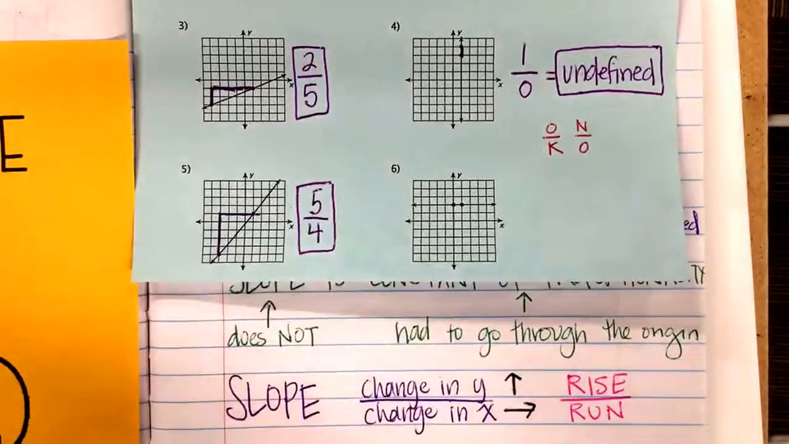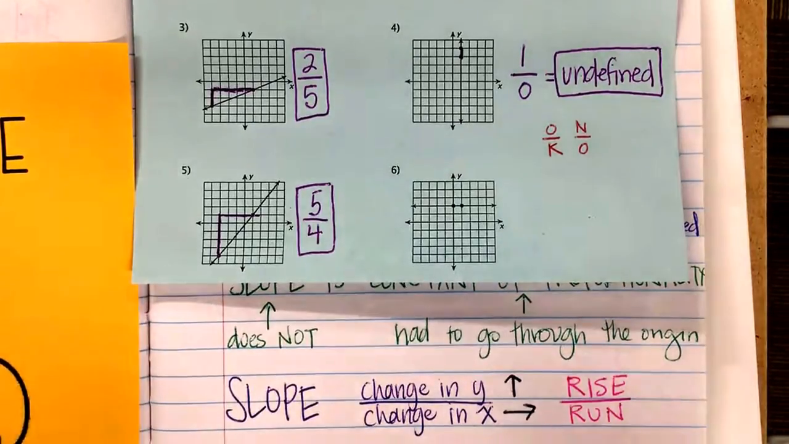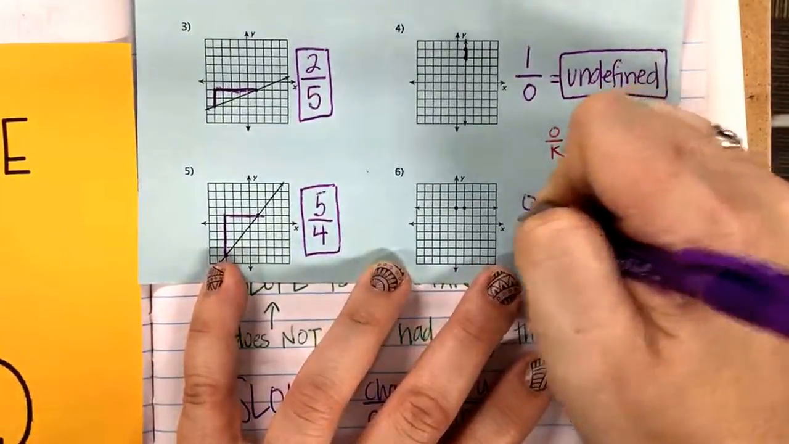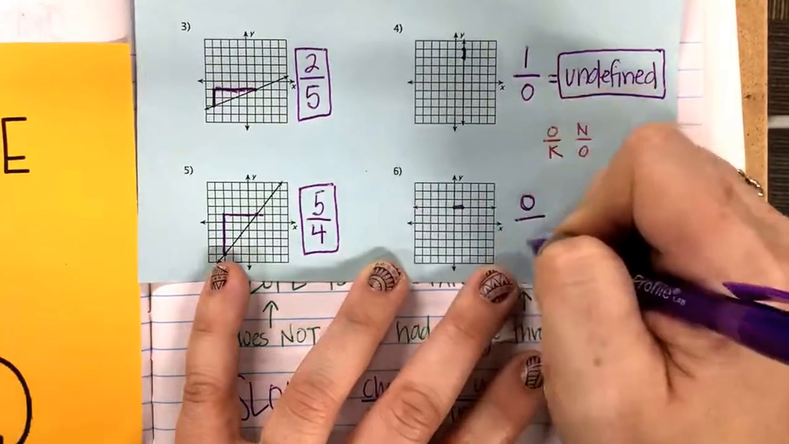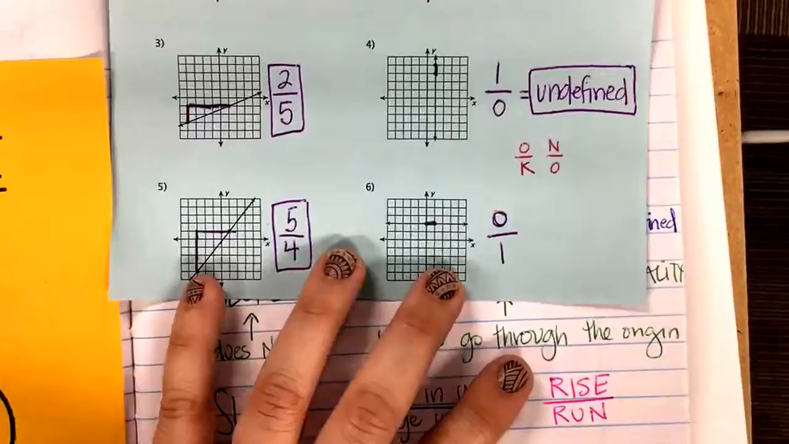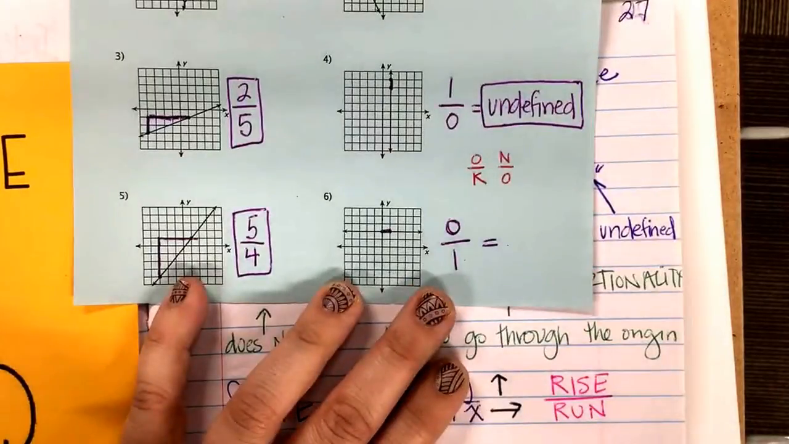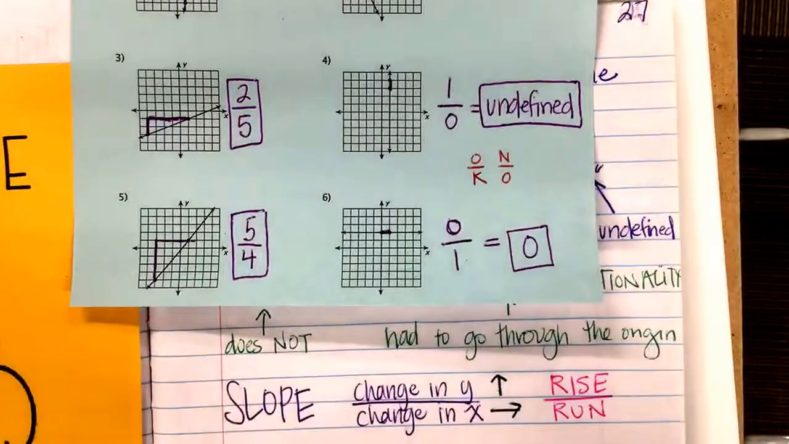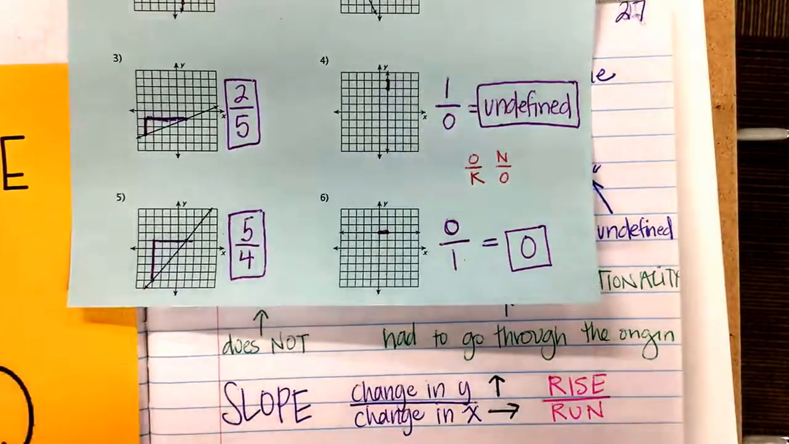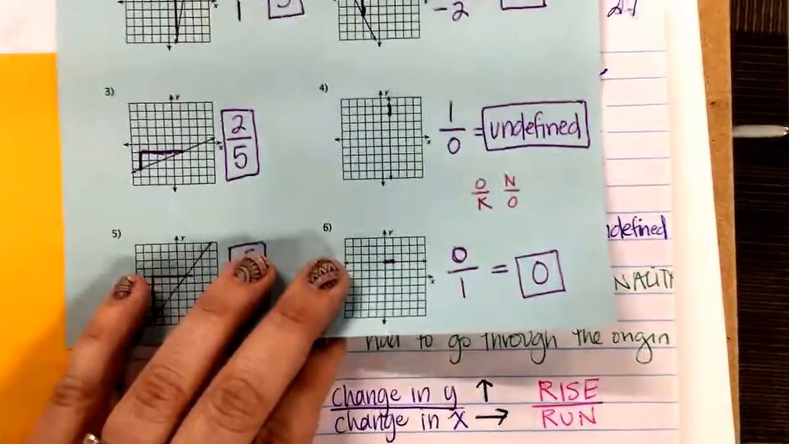Number 6, start at the bottom dot. Which one's the bottom dot? We don't know. So how many do you have to go up? 0. And how many do you have to go over? 1. Can 0 be on top? Simplify 0 out of 1. 0 out of 1 is 0. All right, glue this on page 28.